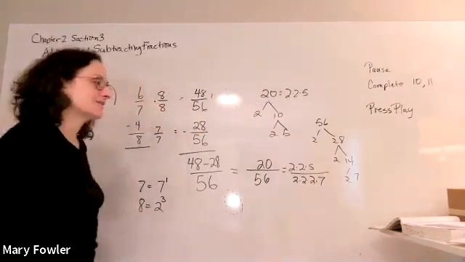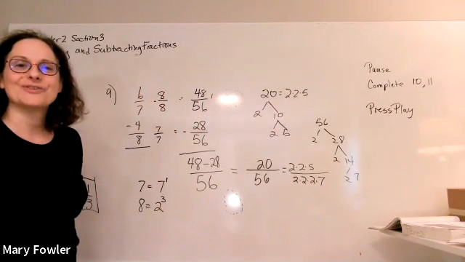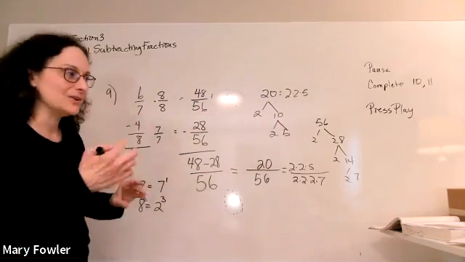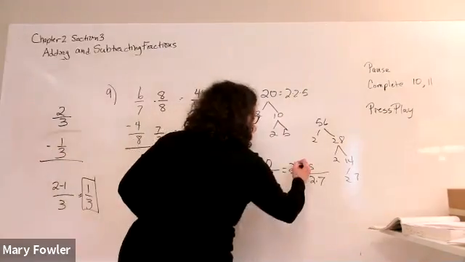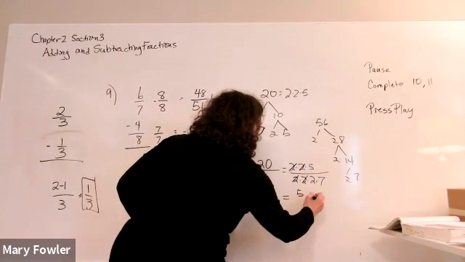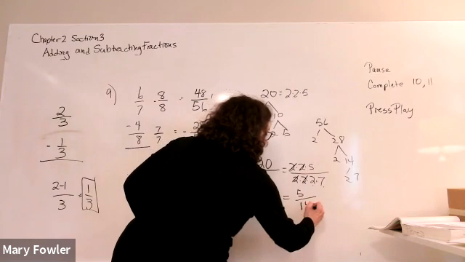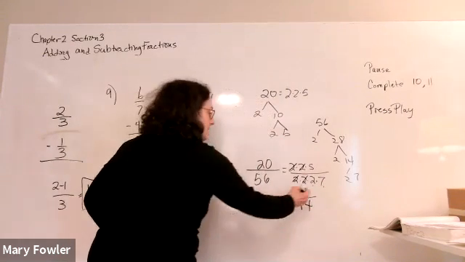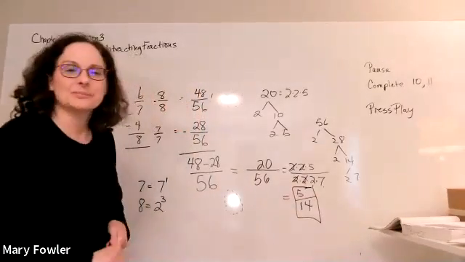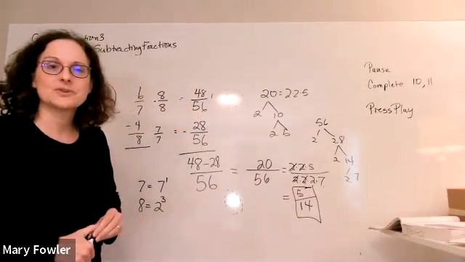This is such a nice example of reduction, of canceling the common factors. So I'm going to cancel 2 sets of 2's, and I end up with a 5 in the numerator and a 14 in the denominator. This is now in simplest form, so we're all set.